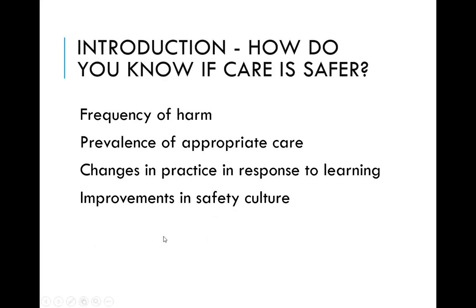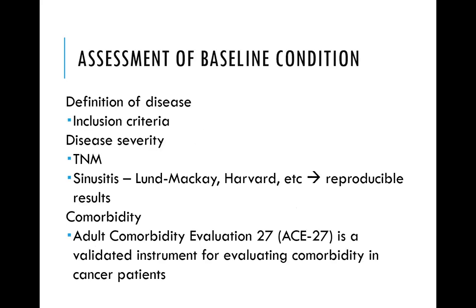Now, before we proceed to the final outcome, we need to ask ourselves, how do we know that the care that we are providing is safer? What is the available data with us? What is the frequency of harm? What is the prevalence of appropriate care? Is there any change in practice in response to learning? And is there any improvement in safety culture? So all these things, they too tend to interfere with your outcome research.